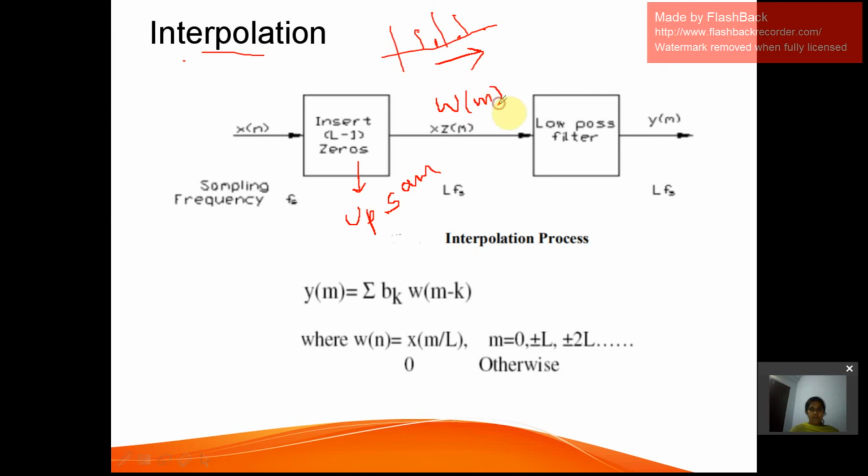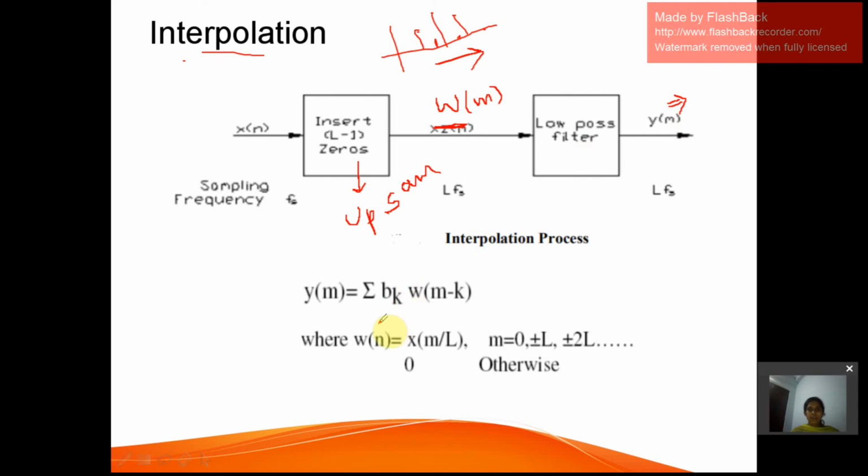We'll follow the same notation. W of m, what is W of m? It is nothing but an upsampled version of this input sequence. When it is passed through the low pass filter, it gets multiplied with the filter coefficients, and you will be getting the output once it is band limited by this low pass filter. The filtered output you will be getting at the end, we will be calling it Y of m.